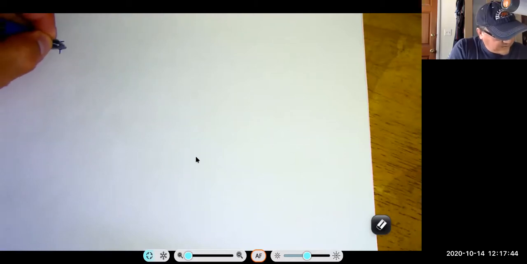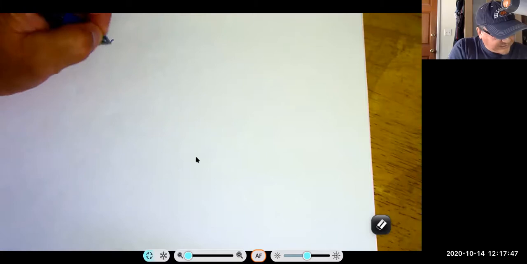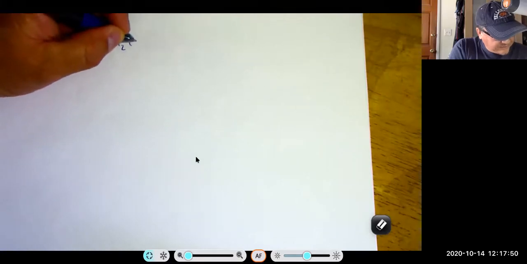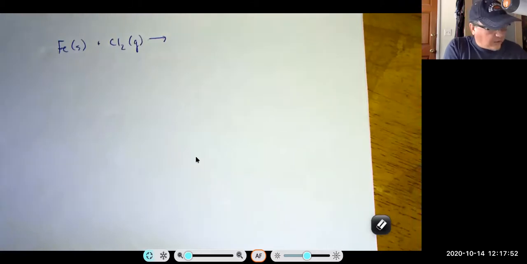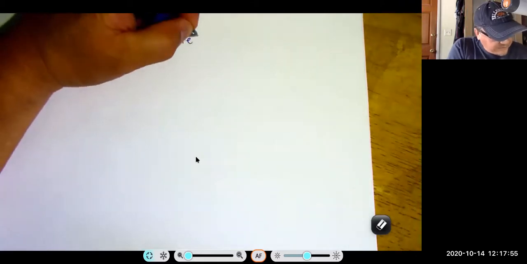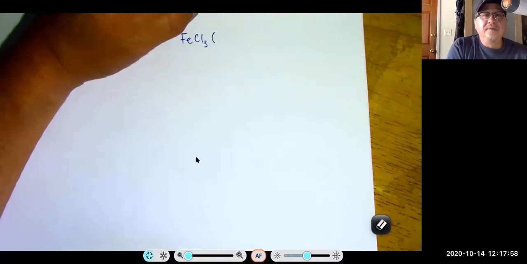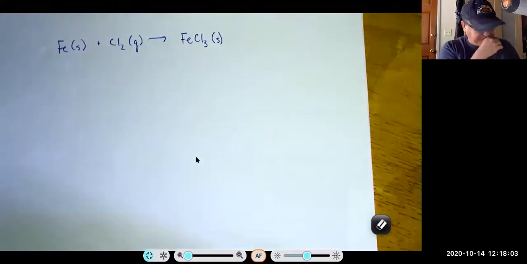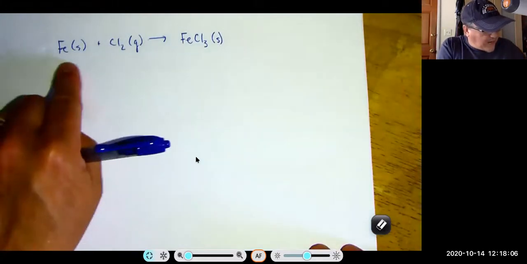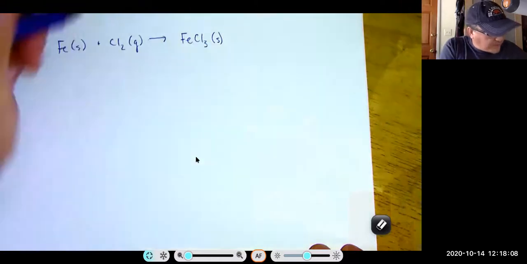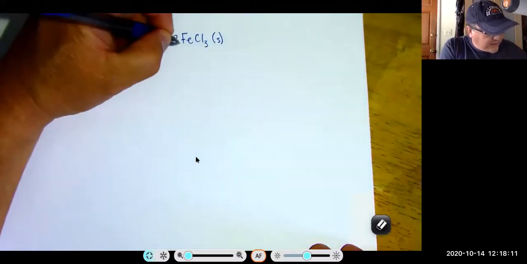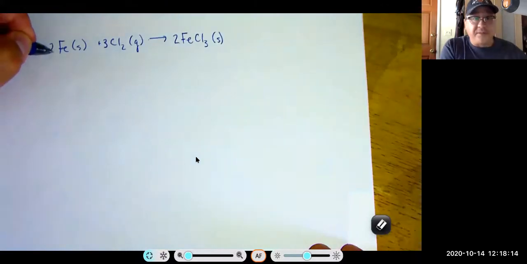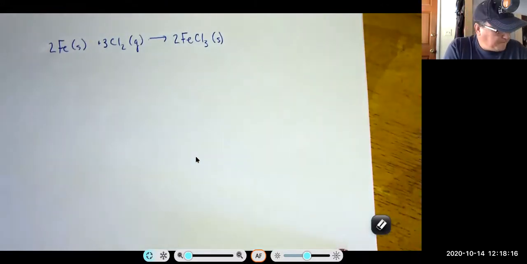This is the way I do it. First, we need a balanced reaction. So iron metal with chlorine gas makes iron 3 chloride. And this is going to be a solid because it's an ionic compound. 1 iron, 2 chlorines, 3 chlorines. So I'm going to put a 3 here and a 2 here. And then because I put a 2 here, I'm going to put a 2 here. So this would be the balanced reaction. Are you with me? Yeah.